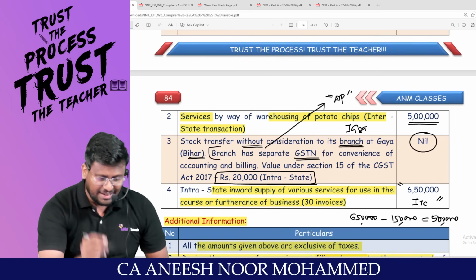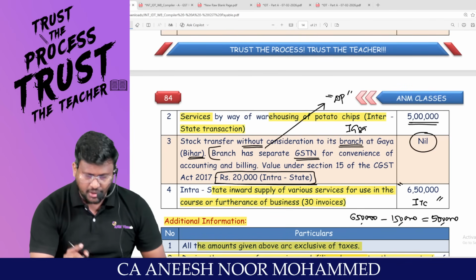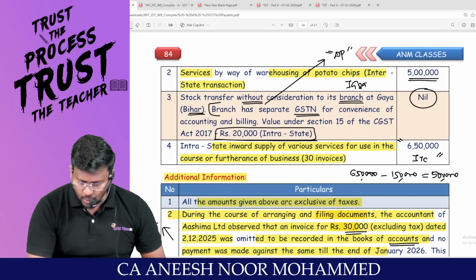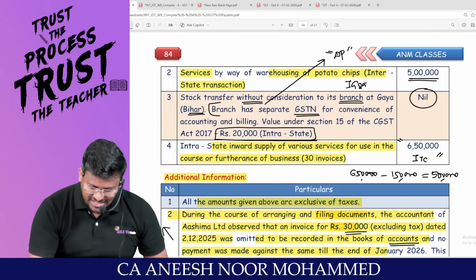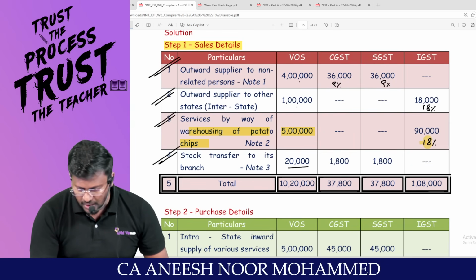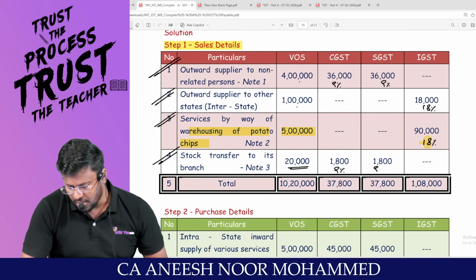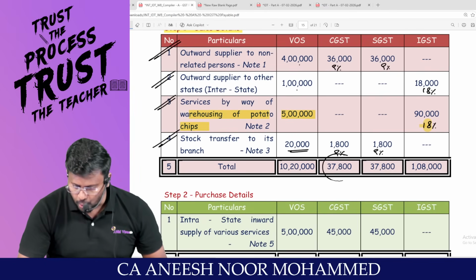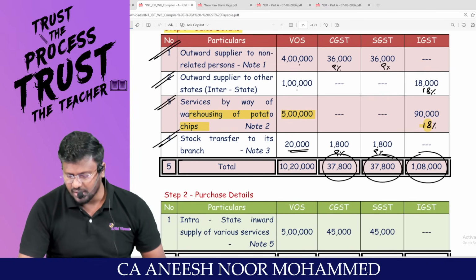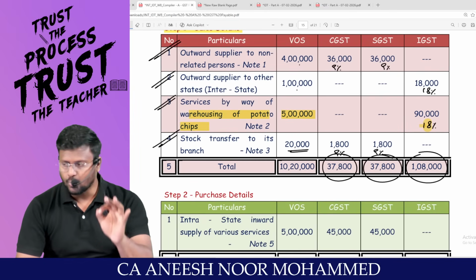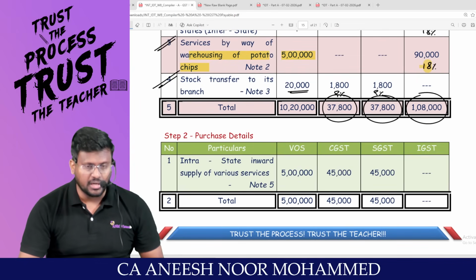Sir, since they are distinct persons, without consideration, Schedule 1 will be applicable. 20,000 rupees value they have given, intra-state supply. So for this 20,000, sir, at the rate of 9% and 9%, total output tax to be collected is 1,800 and 1,800. That's it with regard to step number 1.